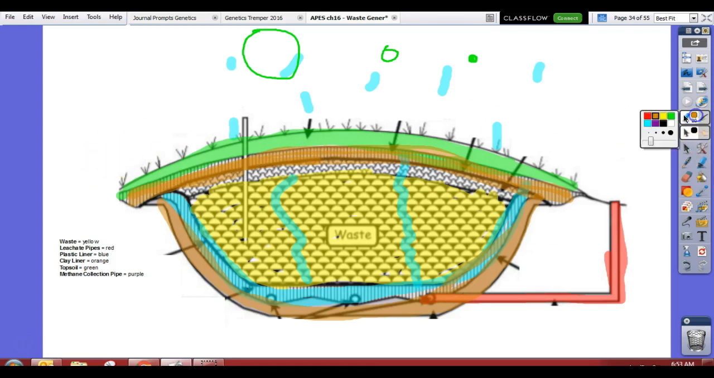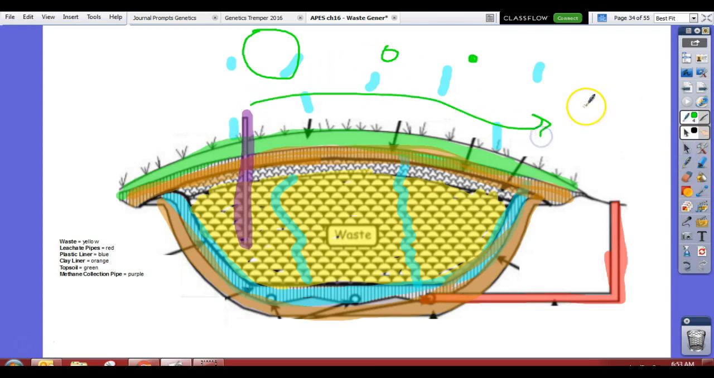And then methane. Remember we said there's no air in here, so the organisms that try to break down stuff produce methane. Again, same organisms that live in a cow's stomach produce methane. And we have pipes that are going to collect that, and those pipes can go to a factory, and that factory can burn the methane and make electricity. There's my little smokestack.